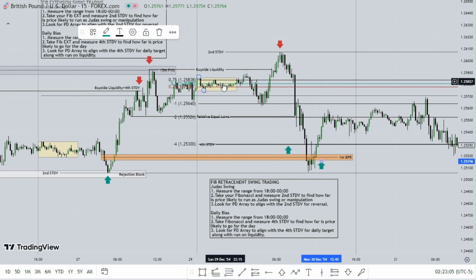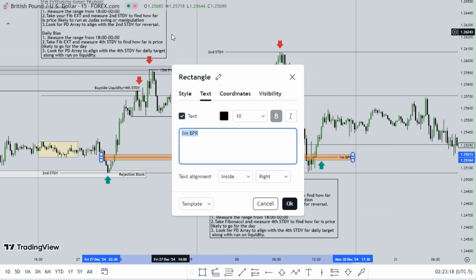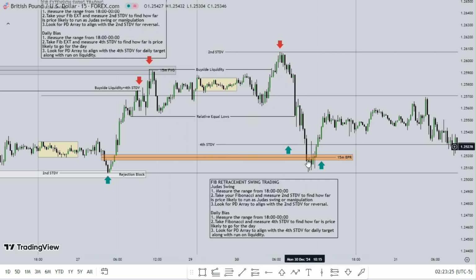So in this case, let me just remove this fib. In this case, we don't have liquidity here, but we do have a balance price range, which is the 15 minutes balance price range where price has run to. So this can be your initial exit of the day.